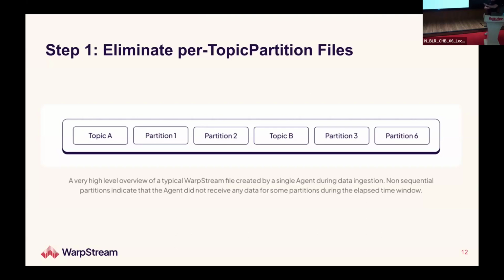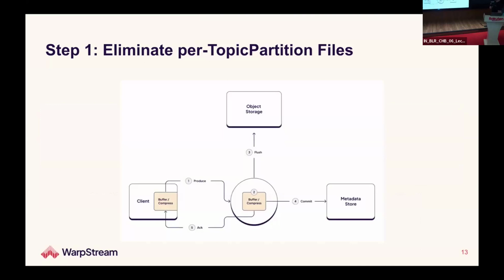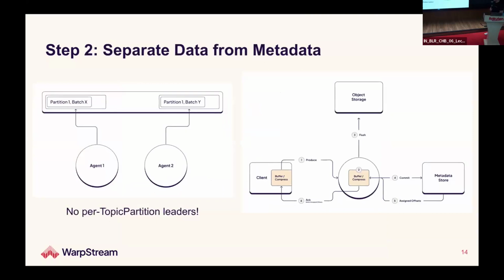Because we made this design decision, there are now a lot of other problems that we have to solve. And so the rest of the talk is me basically explaining how we solve all those problems one by one. So the first problem that comes up when you eliminate the topic partition files is exactly how the write path works, right? You can imagine you have a Kafka client, it's buffering and compressing data. It sends a produce request to the agent. The agent also buffers the data, flushes the file to the object store, commits it to the metadata store. And then finally, when all of that is done, the produce request is acked back to the client. So that part's really straightforward.